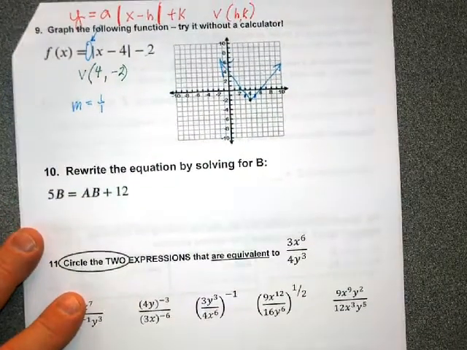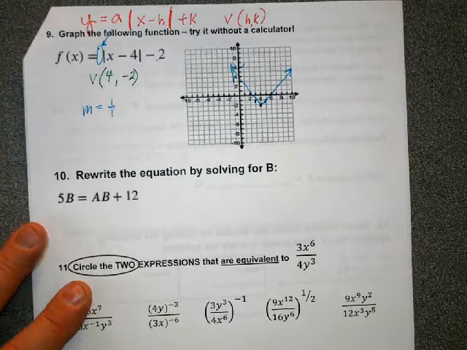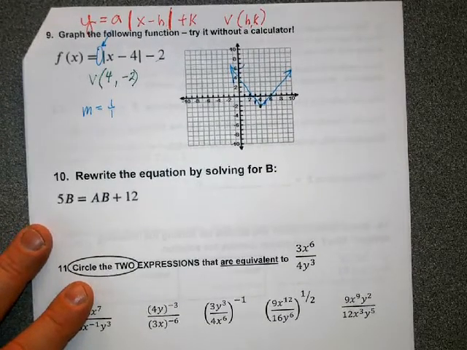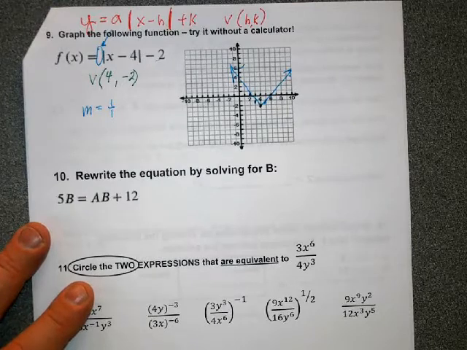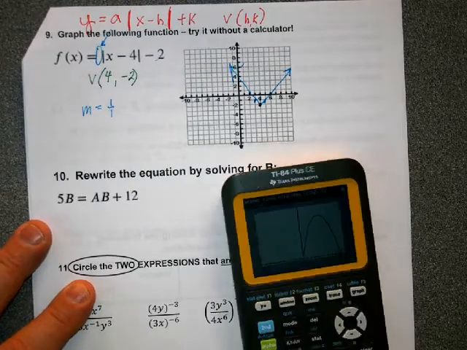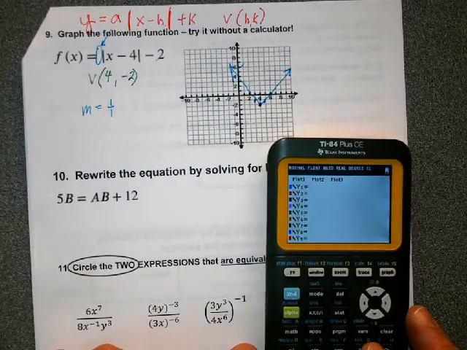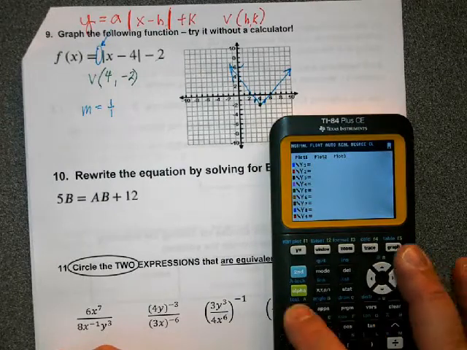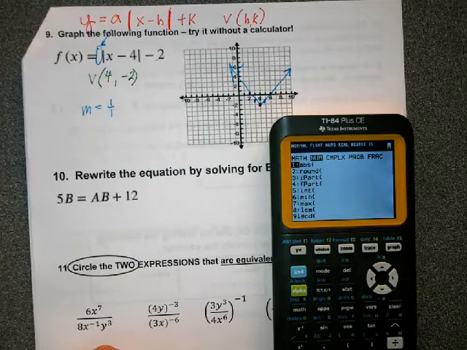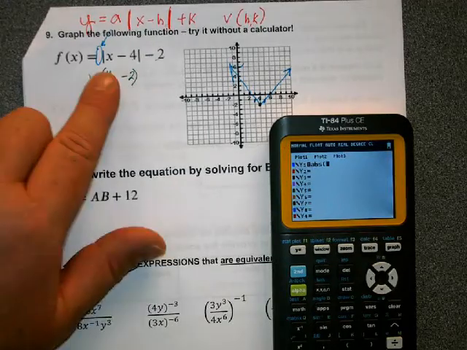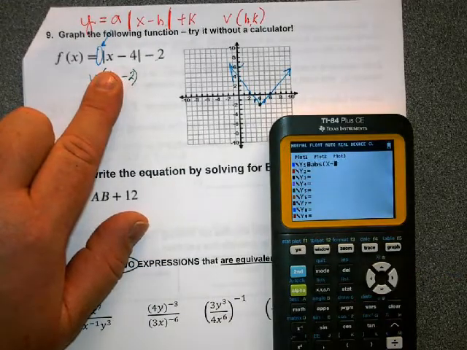Now, it doesn't say that you can't use a calculator. It says try it without it, right? You could put it in your calculator and graph it and do it from there too. Go back to your y equals and put in the absolute value, which, by the way, you have to hit the math key, go over to num, and it's number 1 there. Hit enter. Absolute value of x minus 4 minus 2.